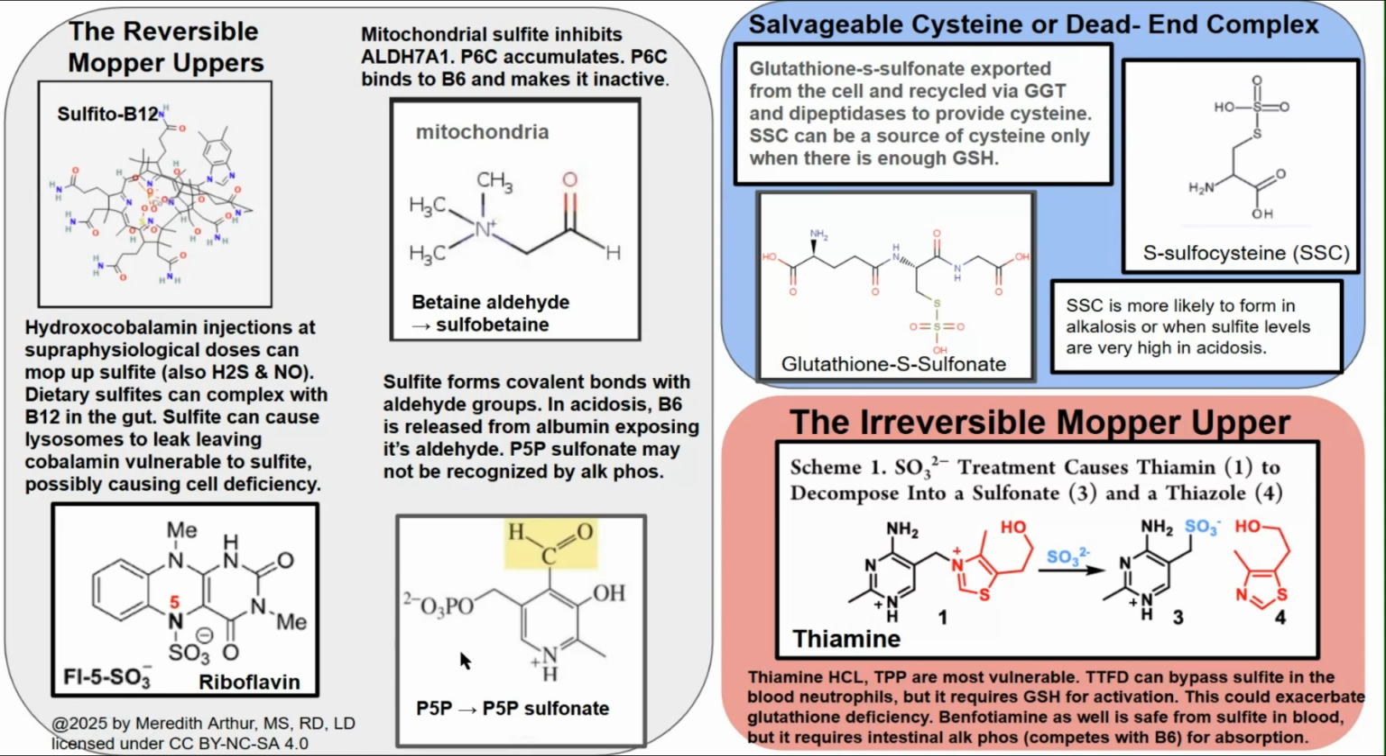And the majority of the B6 that's in our blood is the P5P form. We definitely can have other forms in our blood, but this one is the major circulating form, and it's bound to albumin typically. And now, when it's bound to albumin, the aldehyde group is protected. Okay, so if we want to be able to absorb our B6, then we need to make sure that we take it away from benfotiamine. And so that's something to consider.